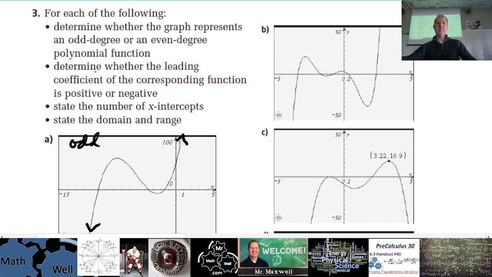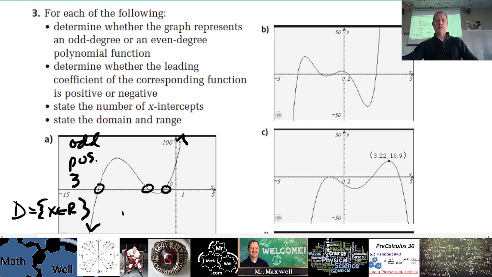Okay, determine whether the leading coefficient is positive or negative. So remember, as it goes up from left to right, that's mimicking y equals x. So it's going to be a positive leading coefficient. The number of x-intercepts, you just count them here. This is going to be 3. And the domain and range, the domain is all real numbers, always, for polynomial functions. And the range, because it goes down forever and up forever, is all real numbers. So all possible values. Okay, so that's 3A.